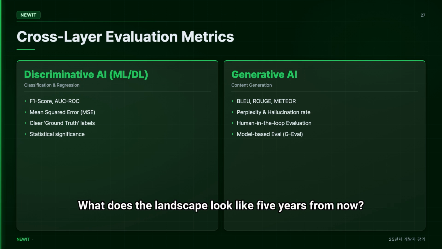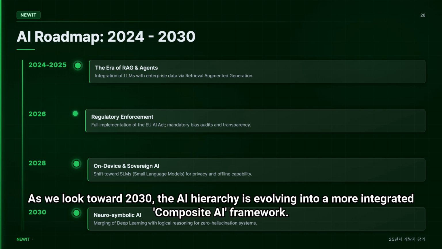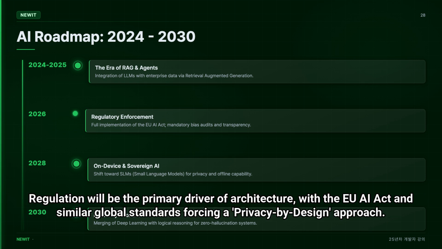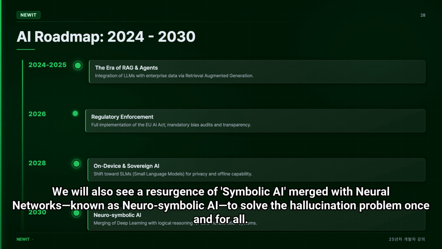What does the landscape look like 5 years from now? As we look toward 2030, the AI hierarchy is evolving into a more integrated composite AI framework. We are moving away from massive, general-purpose LLMs towards sovereign AI and specialized small language models, or SLMs, that run on device. Regulation will be the primary driver of architecture, with the EU AI Act and similar global standards forcing a privacy-by-design approach. We will also see a resurgence of symbolic AI merged with neural networks, known as neuro-symbolic AI, to solve the hallucination problem once and for all.